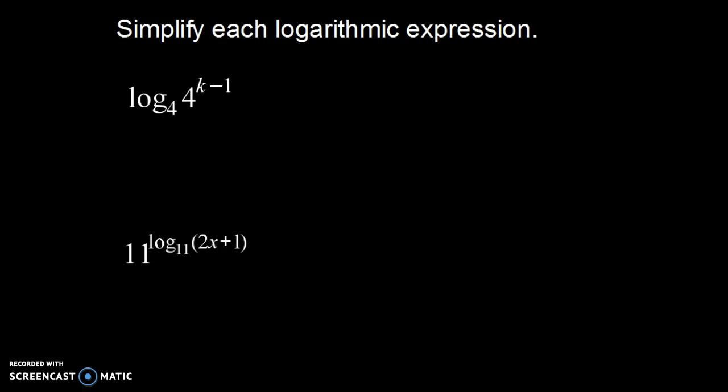So what would this look like in an example? Here we're asked to simplify each logarithmic expression. In this first one we have log base 4 of 4 to the k minus 1. Well, we just saw that log base 4 and 4 to the something are going to cancel each other out, as they are inverse functions of each other. The something left behind is just k minus 1. You could also get to that same answer using the power property and then knowing that log base 4 of 4 is just 1, but this way is a little bit faster.